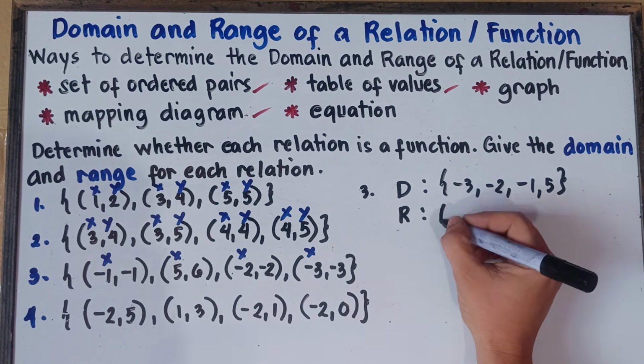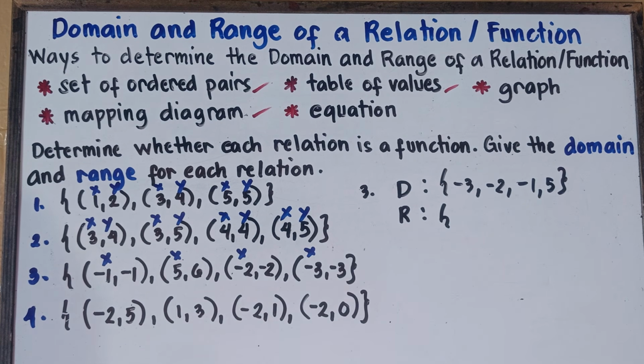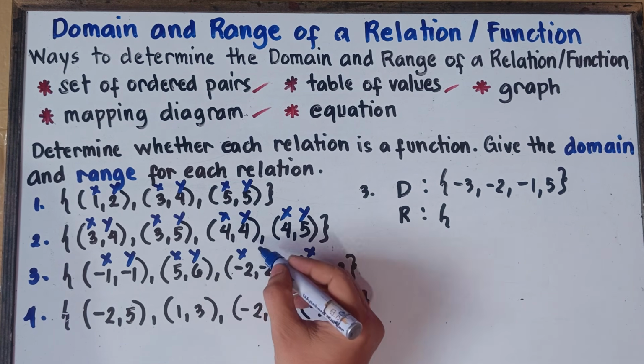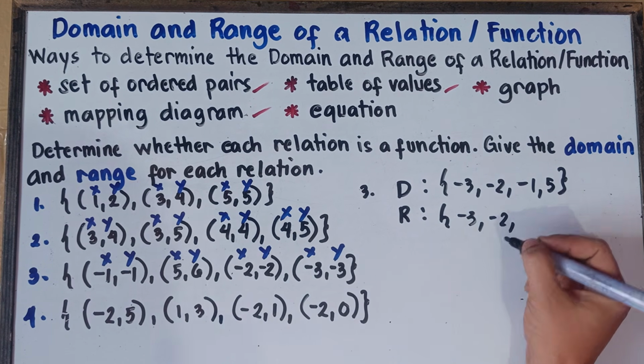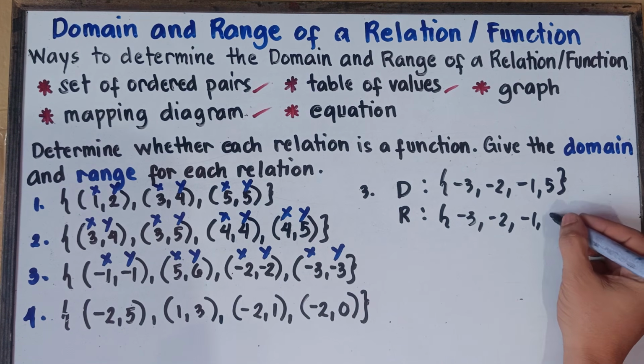And then for the range, we have the y values, this one right here. You start with the smallest number. The smallest number is negative 3. So we have negative 3, negative 2, negative 1, and then 6.